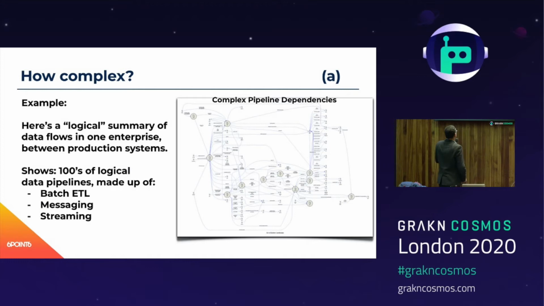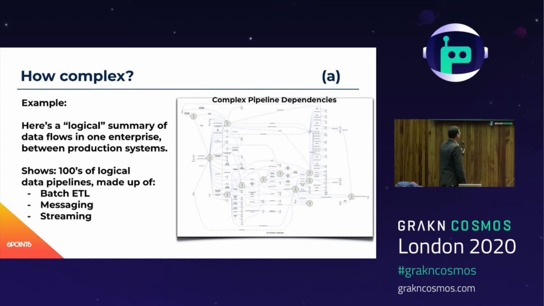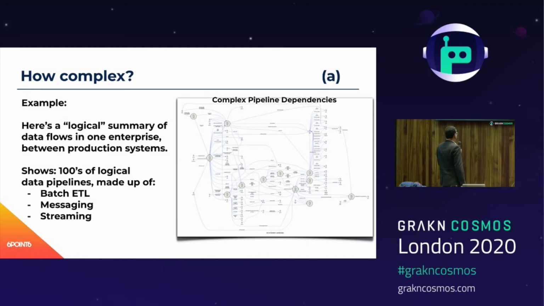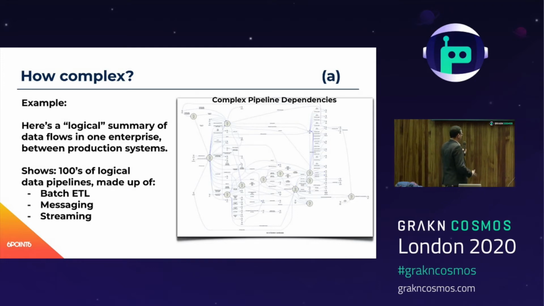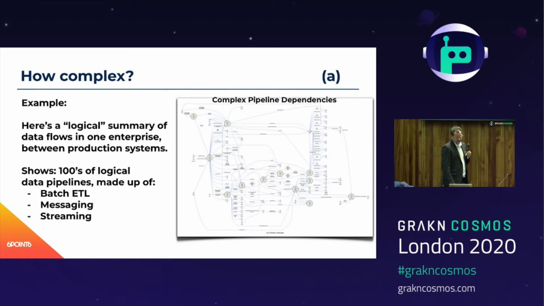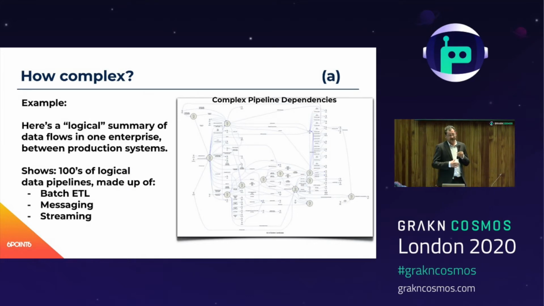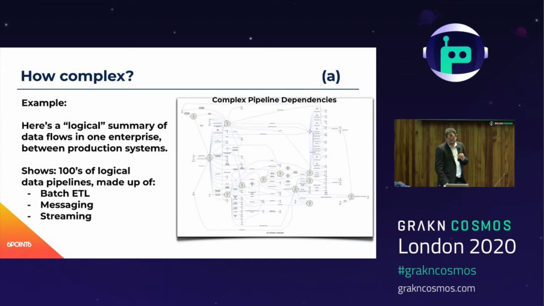And there's a huge amount of complexity, and it hasn't come up too well on this small screen, but there's something in the magnitude of over 150 logical systems and several hundred real flows. And because they're logical, when you look at the physical ones, there's probably many thousand. And that environment involved batch messaging and streaming.